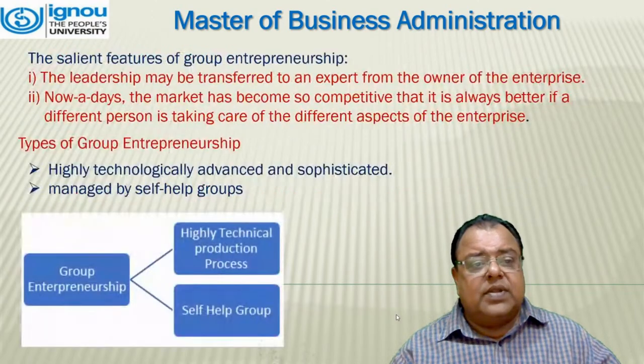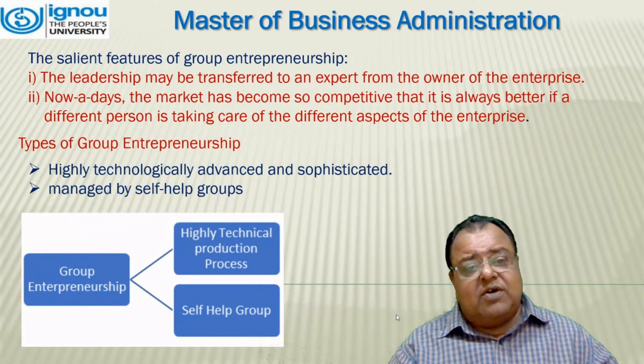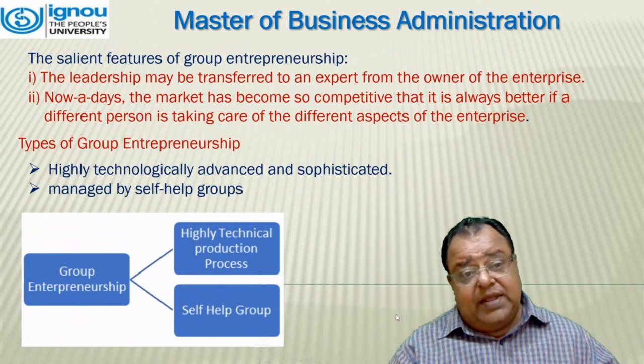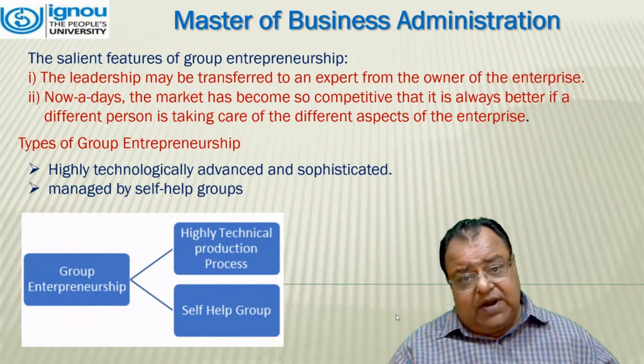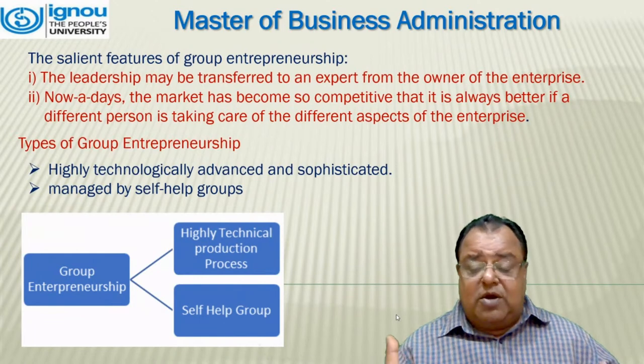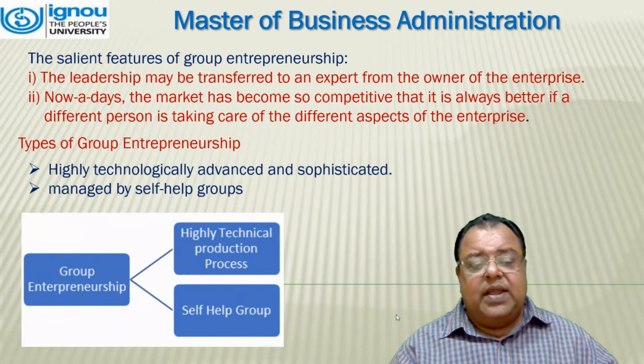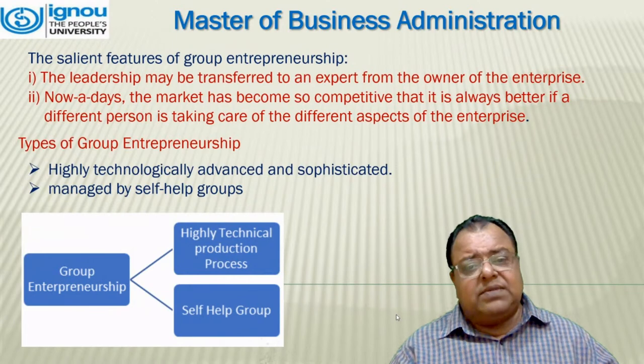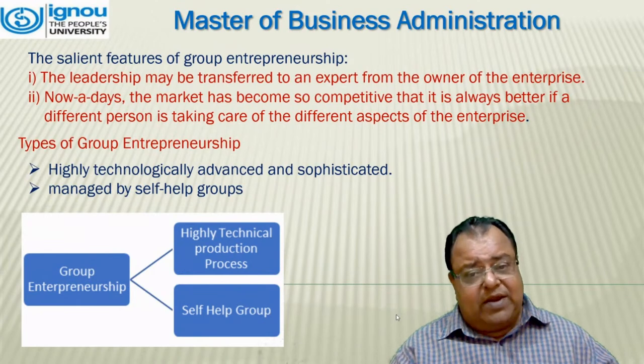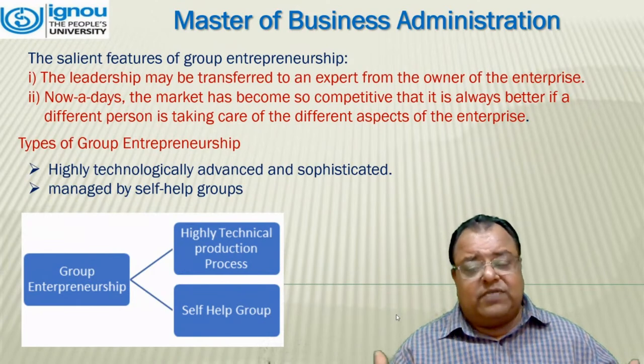As all members have different capabilities, group leadership contributes to higher productivity and leads to the fast pace of industrial development. The salient features of group entrepreneurship are: the leadership may be transferred to an expert from the owner of the enterprise. Nowadays, the market has become so competitive that it is always better if a different person is taking care of different aspects of the business.